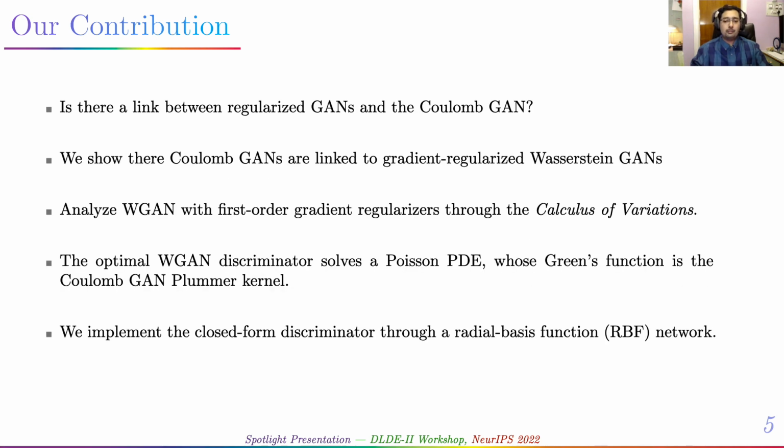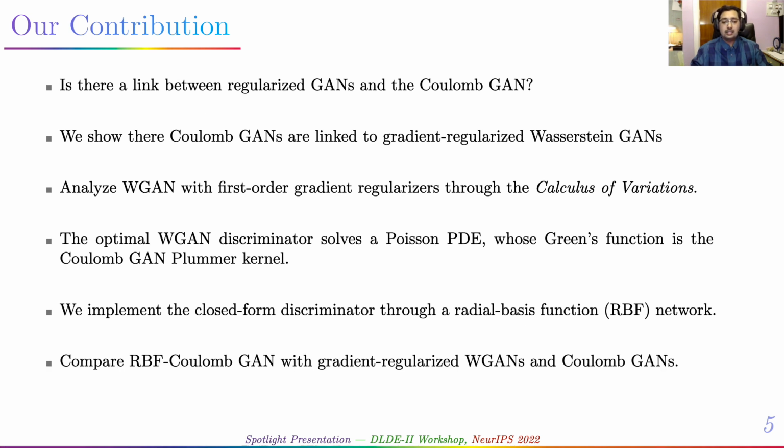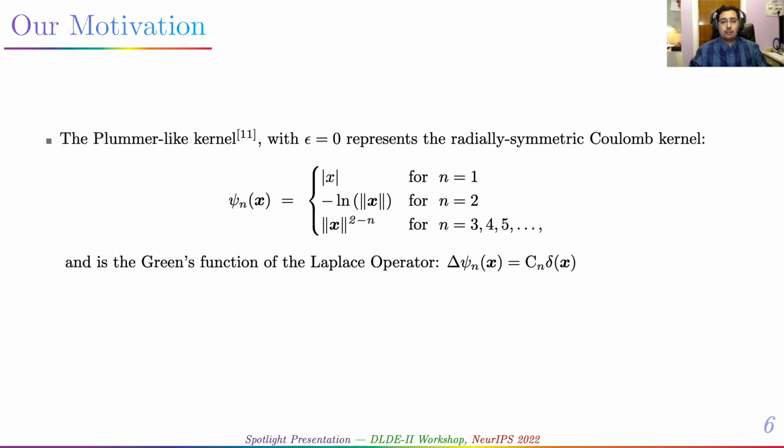We implement the optimal discriminator in GAN learning through a radial basis function or RBF network, and present preliminary results on learning 2D Gaussian and Gaussian mixture data comparing against baseline WGAN and Coulomb GAN variants. To motivate the proposed formulation, consider the Coulomb GAN potential parameterized by n, the dimensionality of the data.